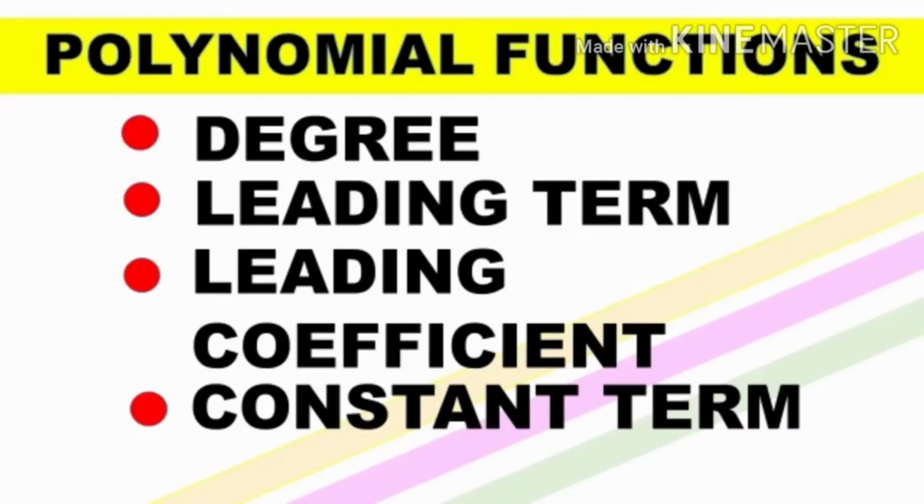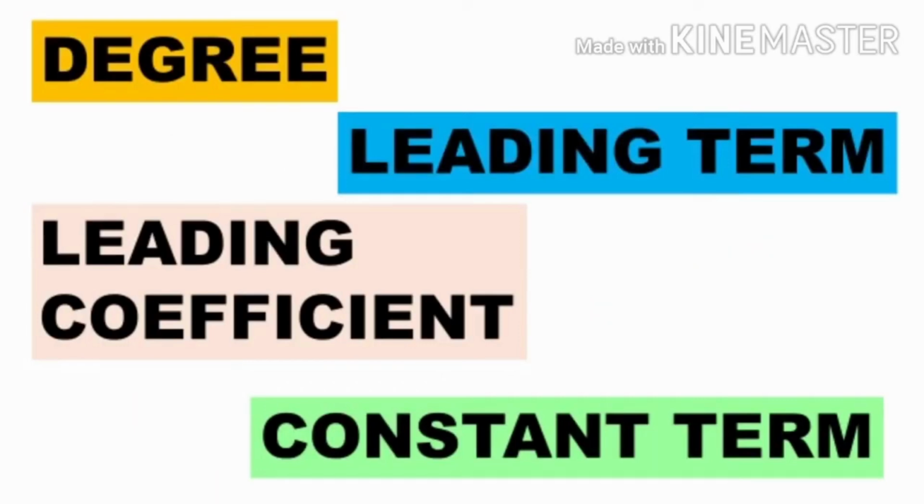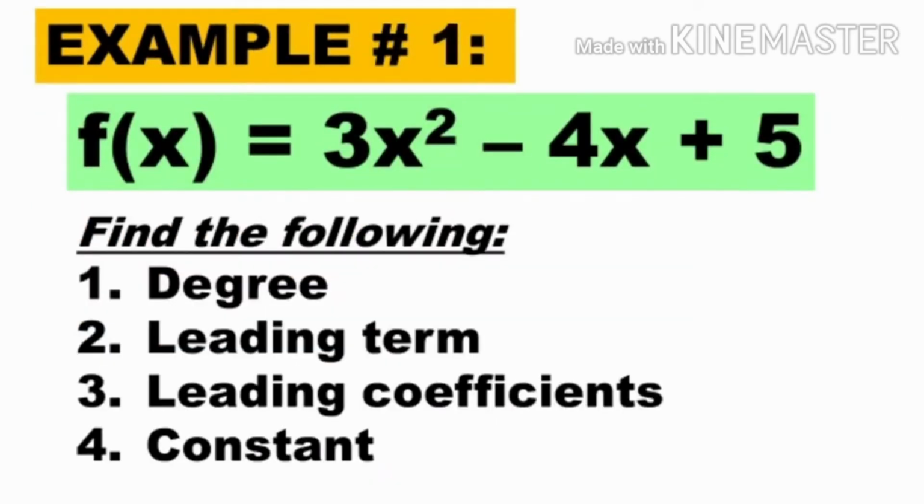Okay, hello everyone. So in this video, we are going to identify or determine the degree, the leading term, the leading coefficient, and the constant term of the given polynomial function. Again, we have the degree, the leading term, the leading coefficient, and the constant term. Example number 1. F of x equals 3x squared minus 4x plus 5. Find the following: the degree, the leading term, leading coefficient, and the constant term.